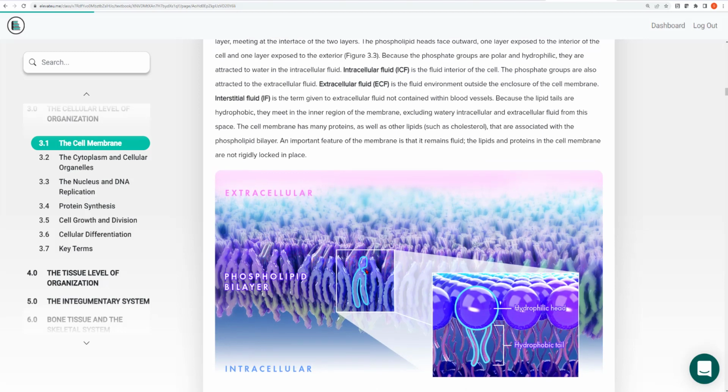So the cell membrane creates the barrier. Outside the cell, we call that the extracellular fluid.